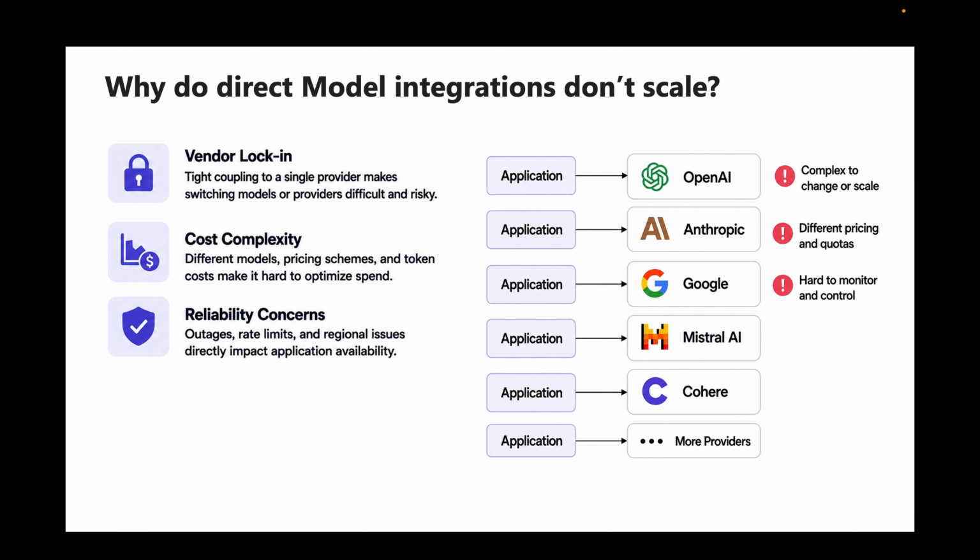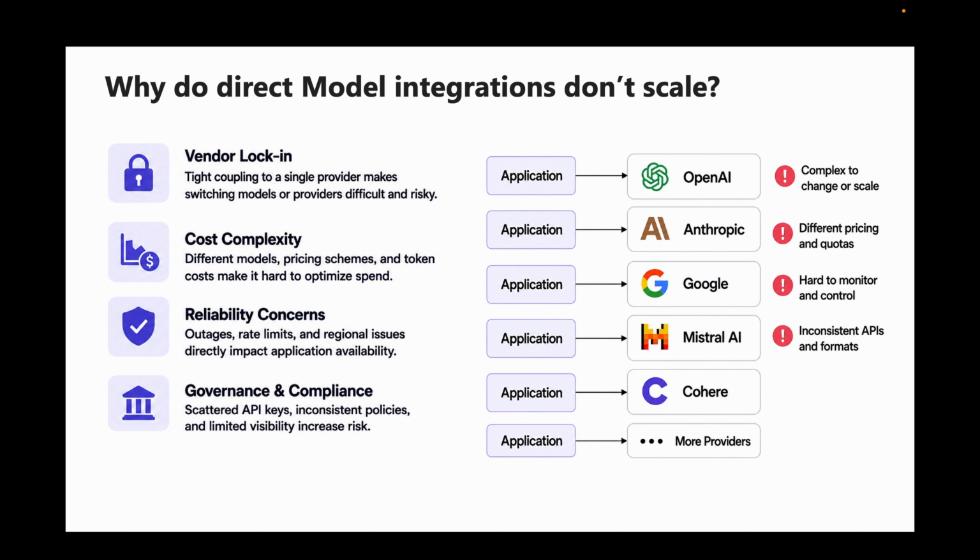Outages happen, rate limits get hit, and regional availability varies for a model provider. When your application directly talks to only one provider, any disruption on their end becomes a disruption for your users. There is no fallback or retry logic across alternatives.